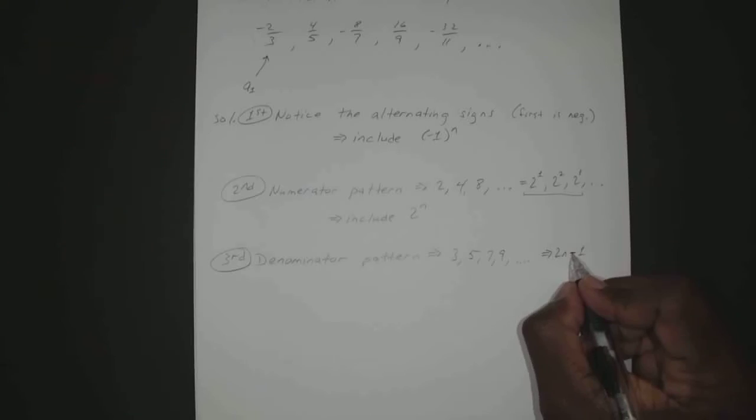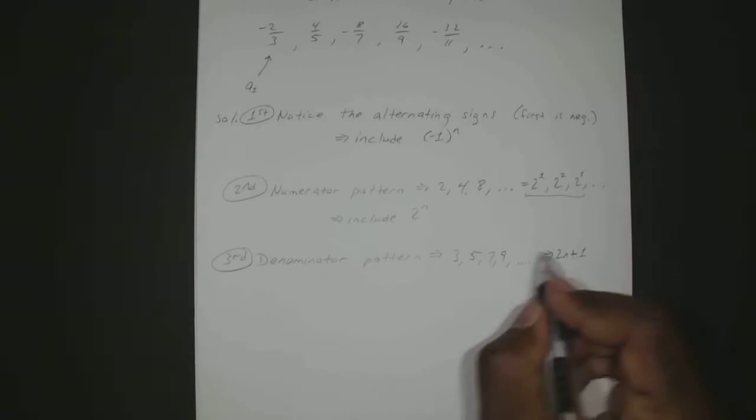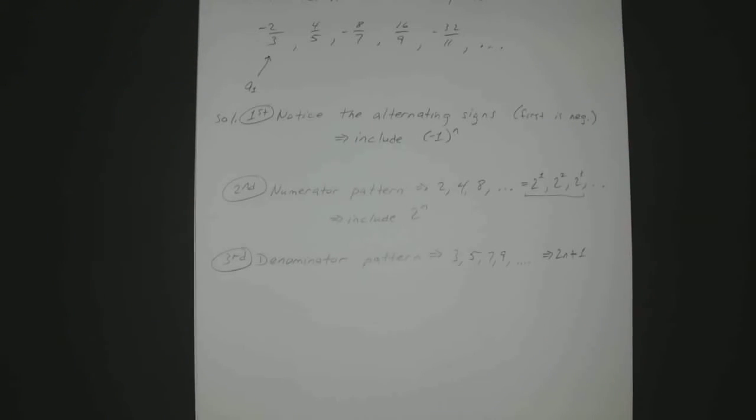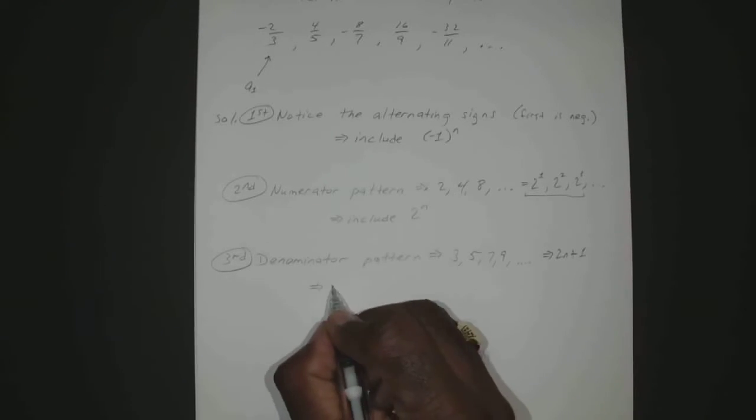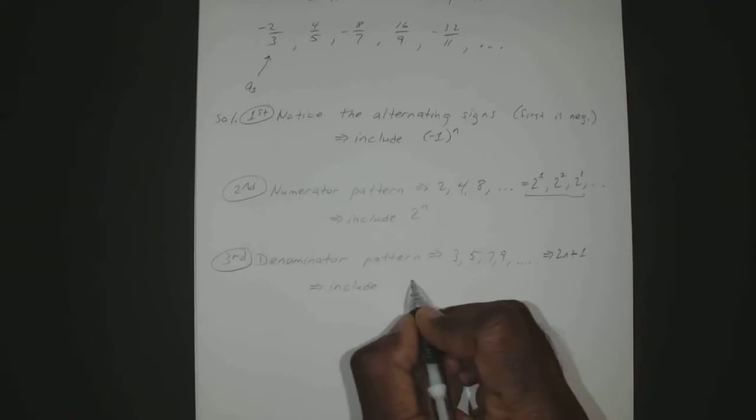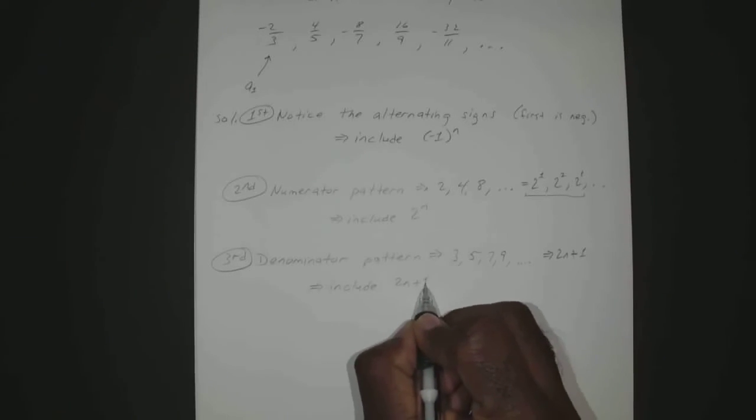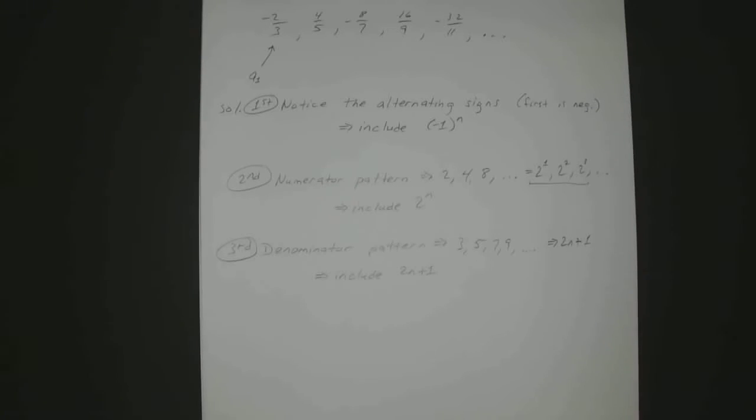Nope, plus 1 because it's 3. I was looking up there. Sorry about that. Yep, so it will be 3. So it's plus 1. All right, so that means you would include 2n plus 1. Okay, so you have your alternating signs taken care of, you have your numerator taken care of, and you have your denominator taken care of.